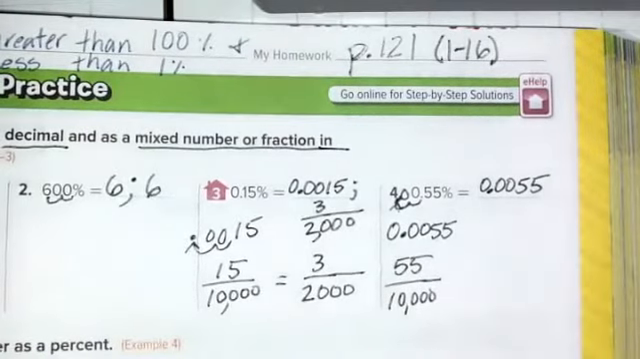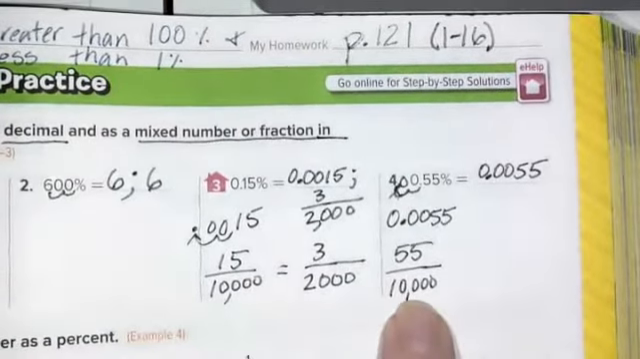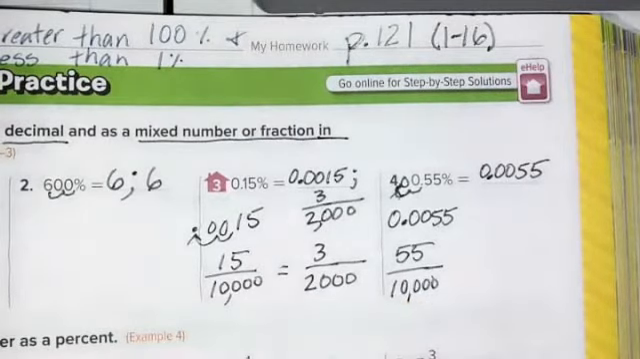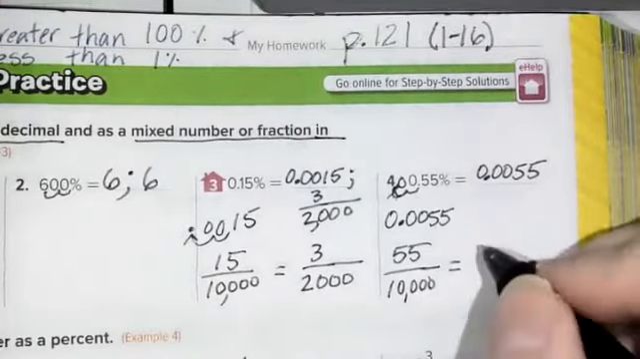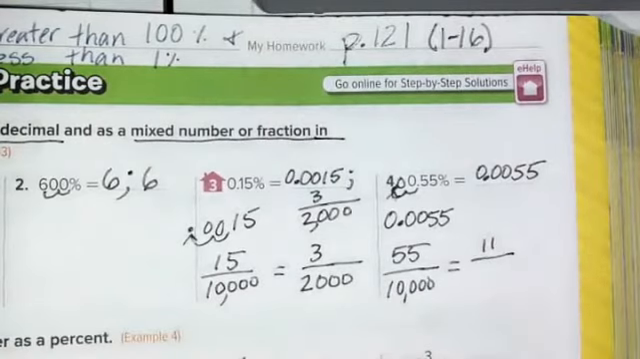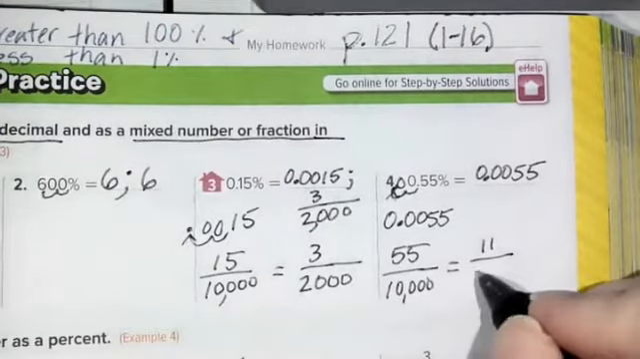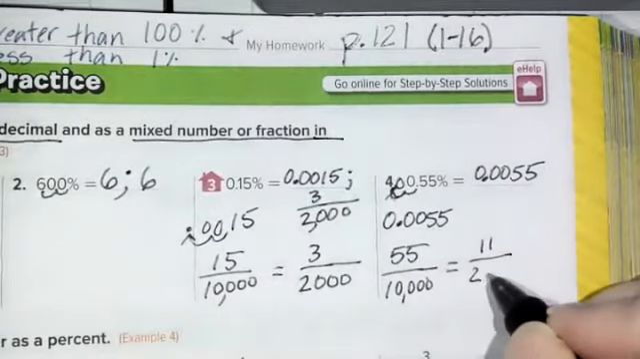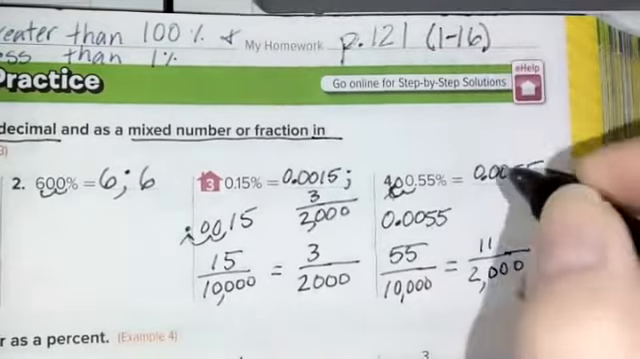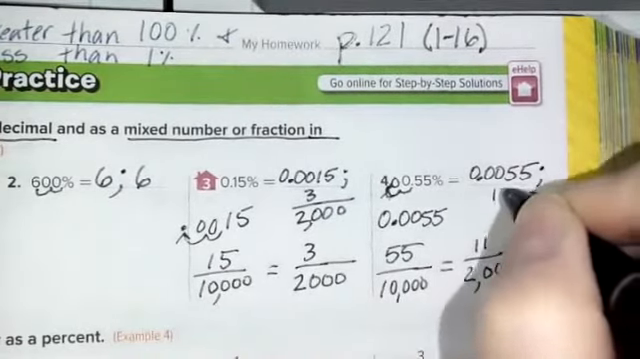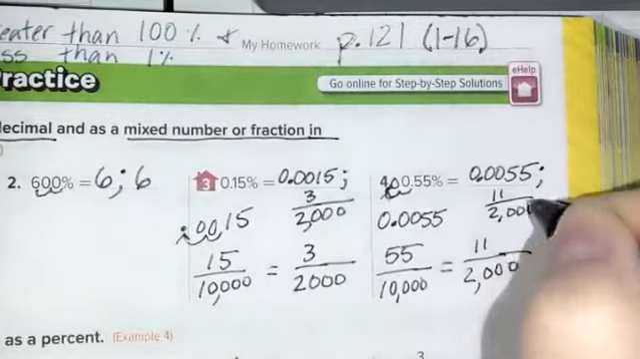So as a decimal, the first part of our answer, which I forgot to write down, is 0.0055, 55 10,000ths. And then I look at 55 and 10,000. Those are both divisible by 5. Okay, so I can simplify my fraction. Numerator divided by 5, denominator divided by 5. 55 divided by 5 is 11. Okay, 10,000 is also divisible by 5. 10 divided by 5 is 2. So 10,000 divided by 5 is 2,000. So 11 2,000ths, and 2,000 is not divisible by 11. So the second part of our answer is 11 2,000ths.